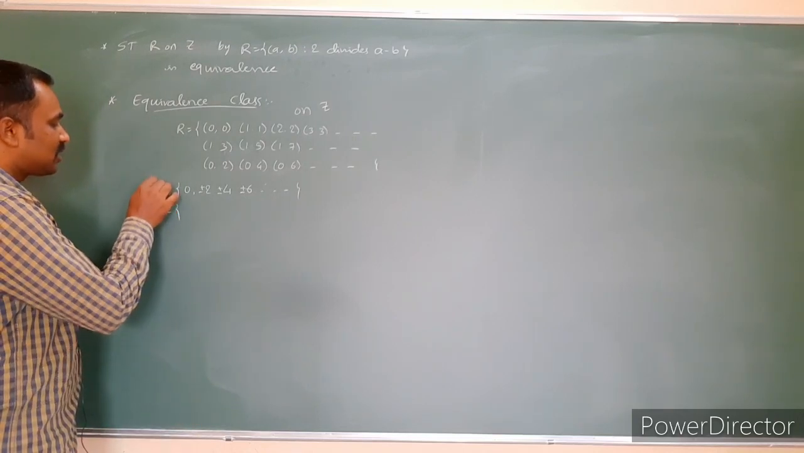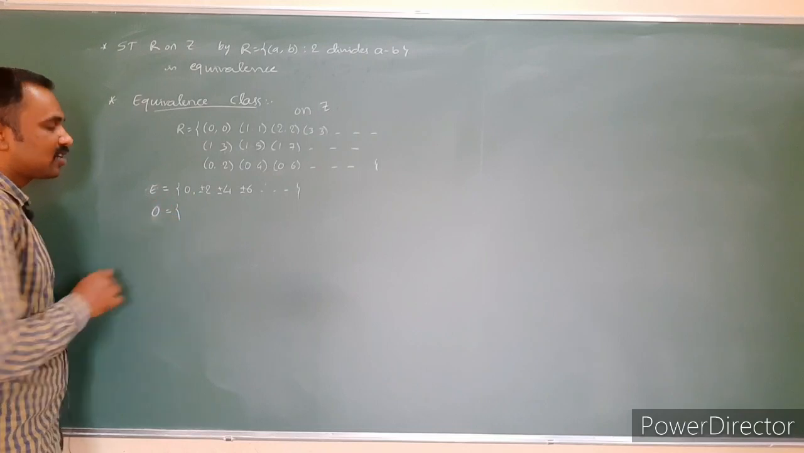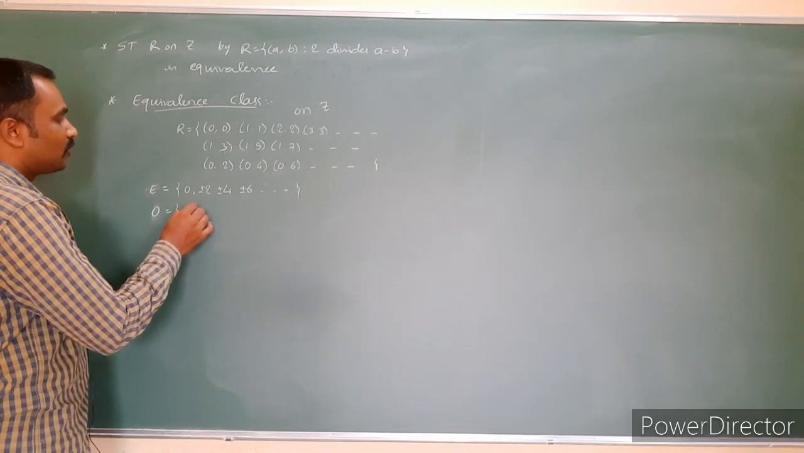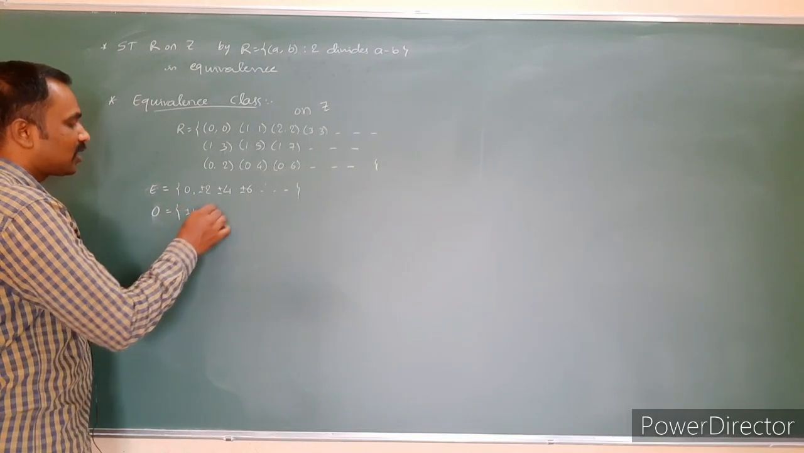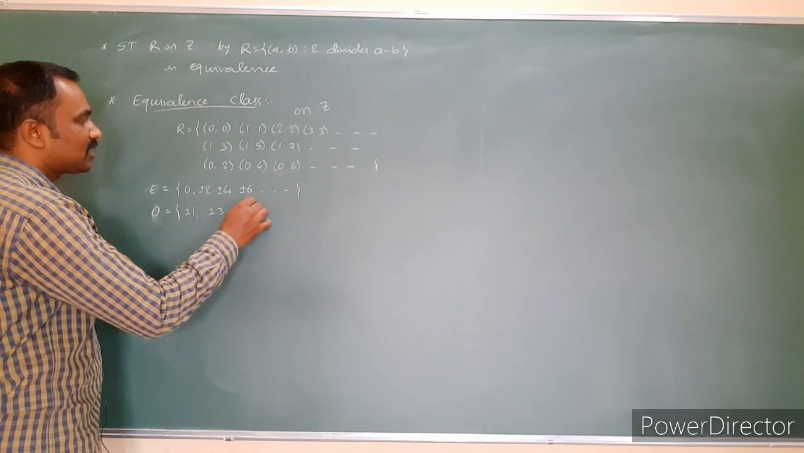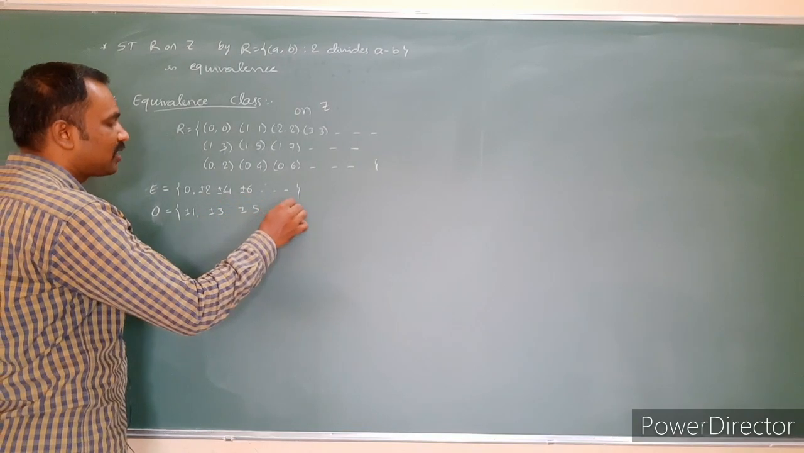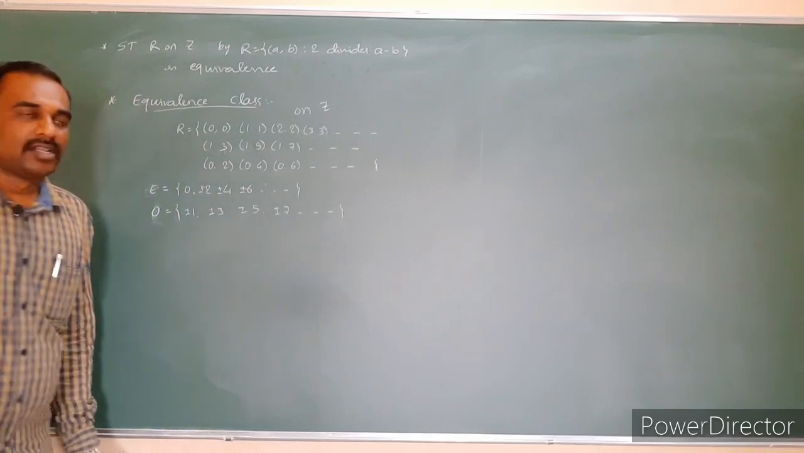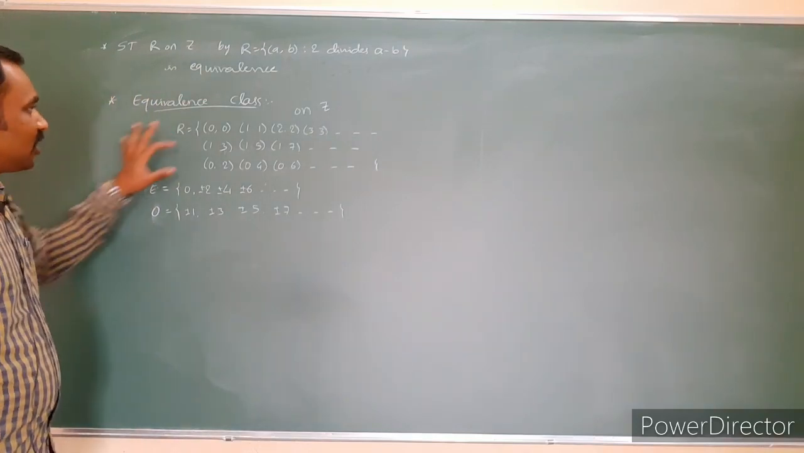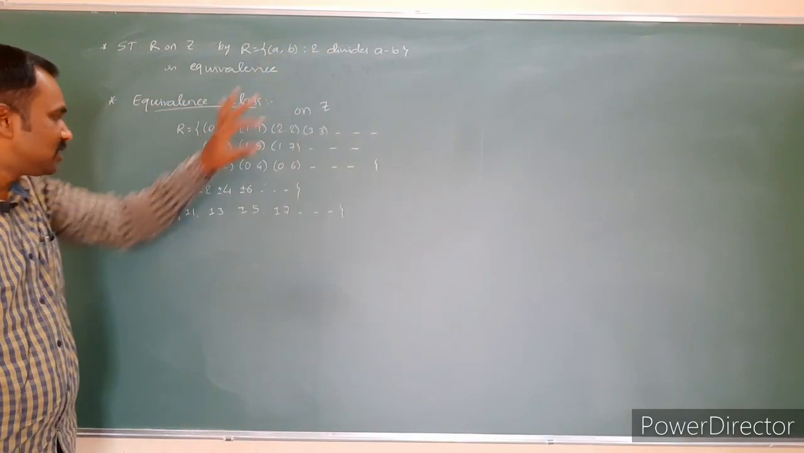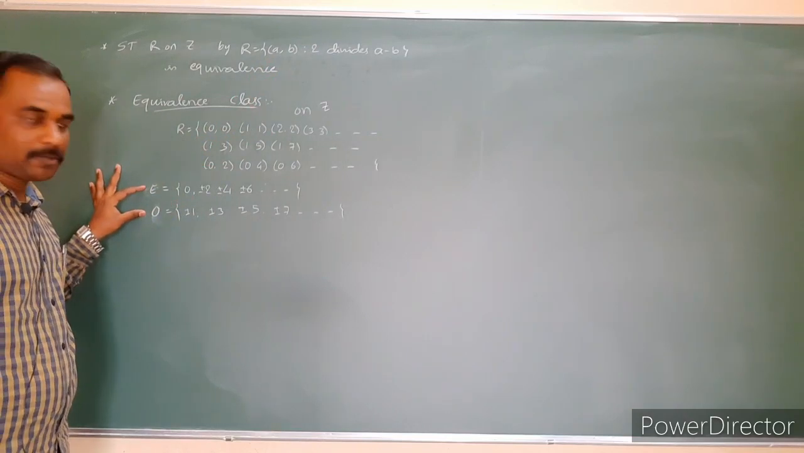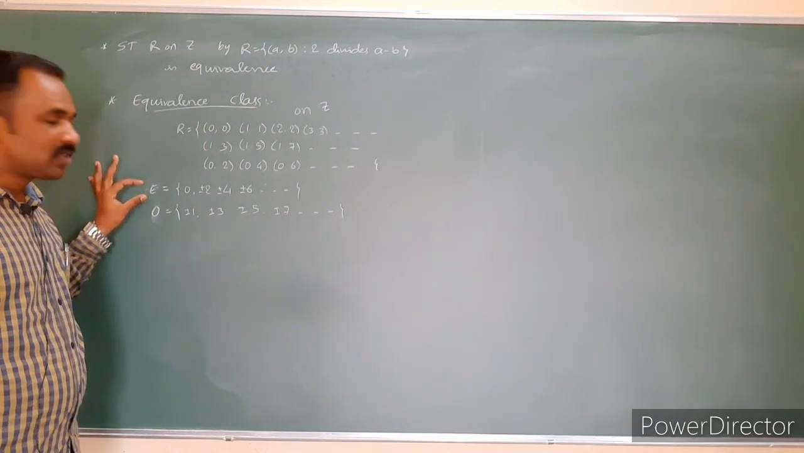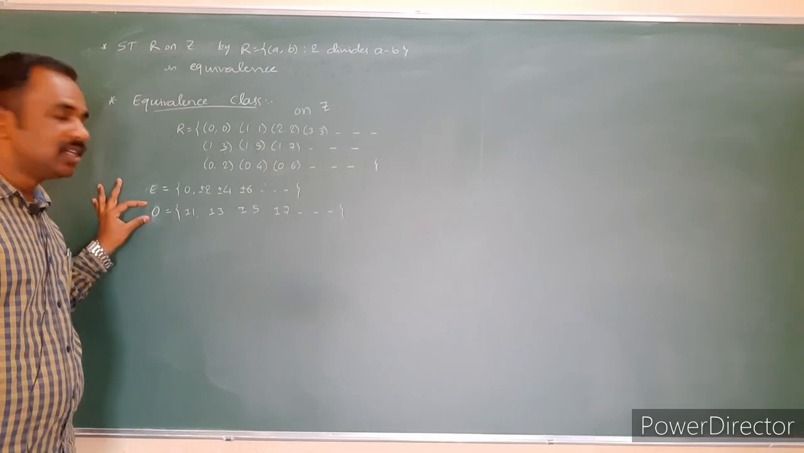So once again, this is set E, and this is set O. What is the O set? Plus or minus 1, plus or minus 3, plus or minus 5, plus or minus 7, and so on. Observe that the whole integer set is divided into two subsets, one set named E, another set named O.